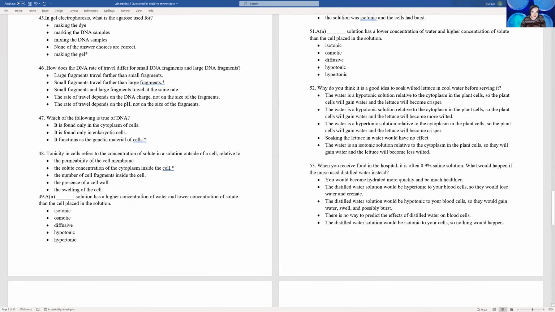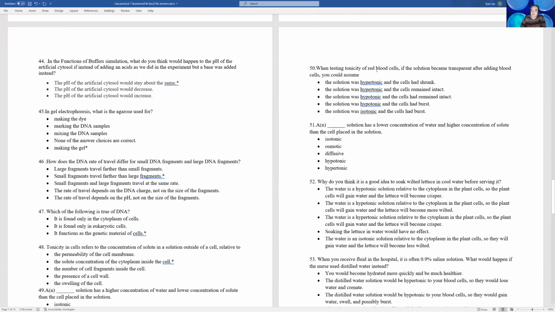A blank solution has a higher concentration of water and lower concentration of solute than the cell placed in the solution. So higher concentration of water, meaning there's more water outside, lower concentration of solute also outside, so there's less stuff dissolved in that water, which means that there is more stuff within the cell, which would mean that the solution outside is hypotonic. Because again, a hypotonic solution has less dissolved solute than the cells that are placed in it. So here it says it has a higher concentration of water and a lower concentration of solutes, which means that there's a higher concentration of solutes within the cell, which again means that the solution is hypotonic.